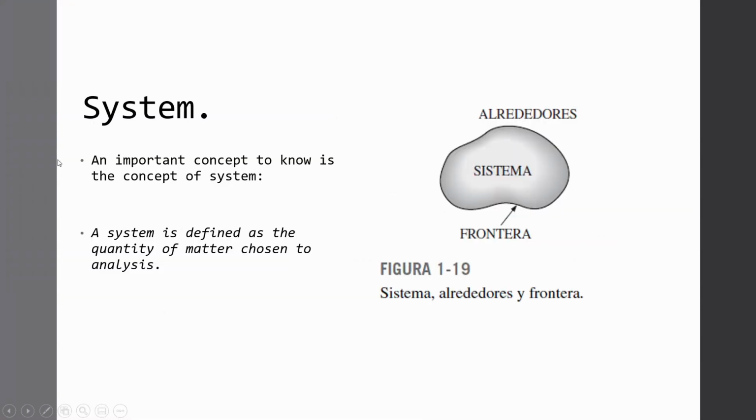And what is a system? I already talked about system, and it is an important concept to know. It is defined as the quantity of matter chosen for analysis. And the system is everything that is inside that we have chosen, and the outside will be those things that are not chosen that can affect the system. And we have the border, where the things in our system will be kept inside.